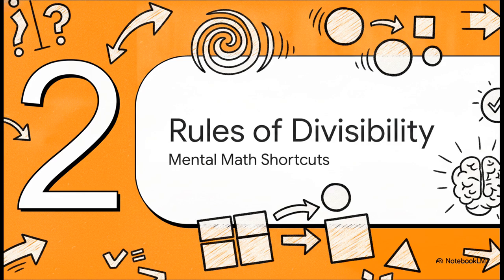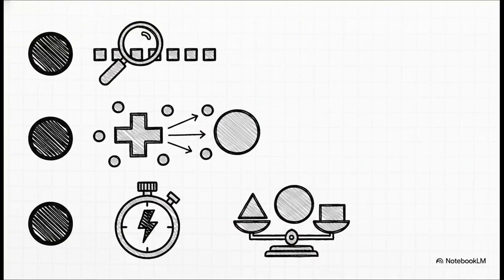Okay, moving on to Section 2, Rules of Divisibility. These are basically your mental math shortcuts. So the crucial point here is that you don't always need to crunch the heavy numbers. You just need to know what to look for. For example, if the final digit is even, boom, it divides by 2. If the last 2 digits divide by 4, the whole number does.